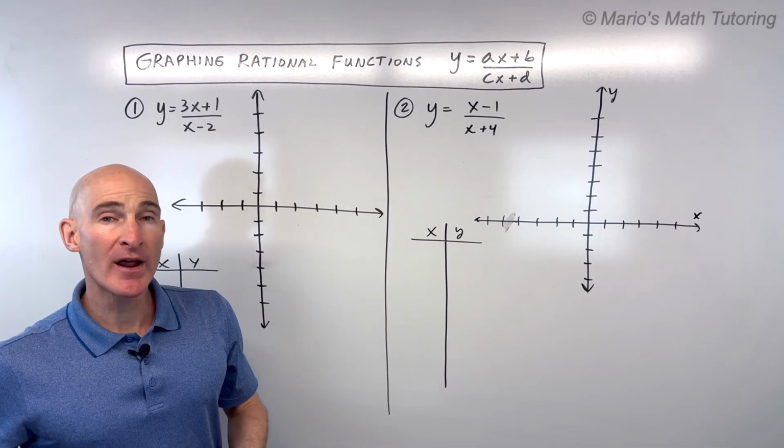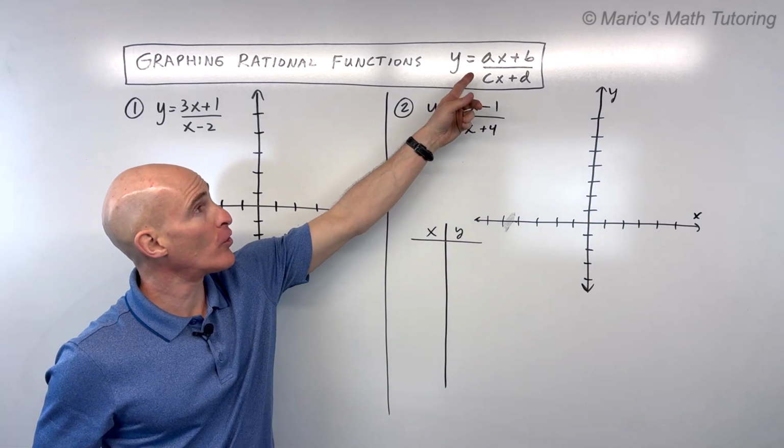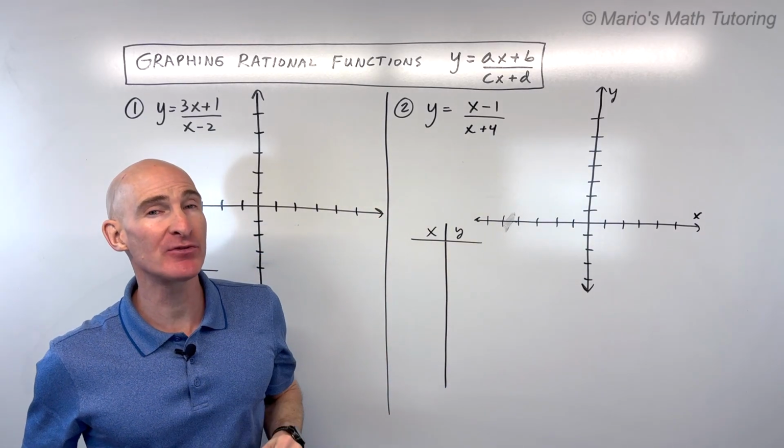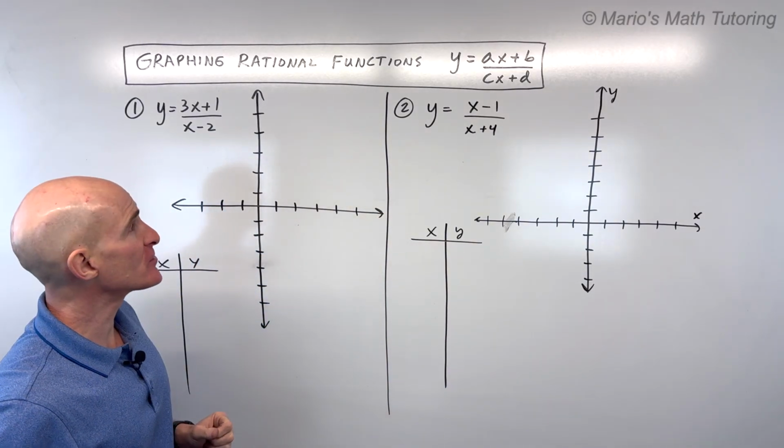In this video, you're going to learn how to graph rational functions in the form ax plus b over cx plus d, and we're going to go through three examples together. So let's dive into this first example.